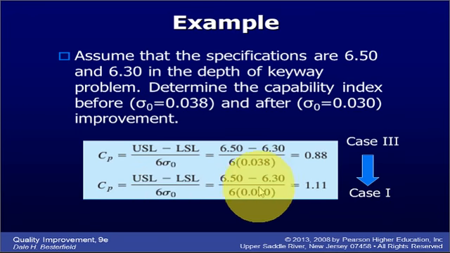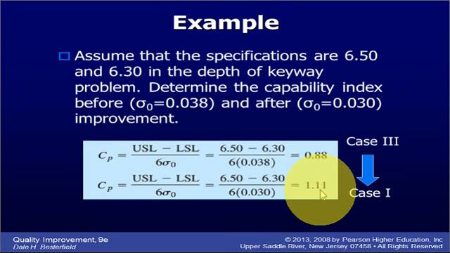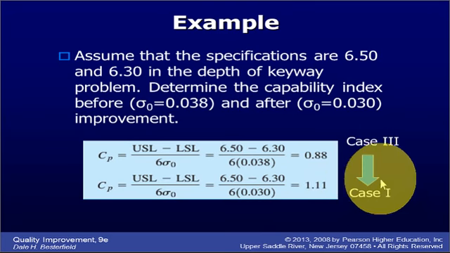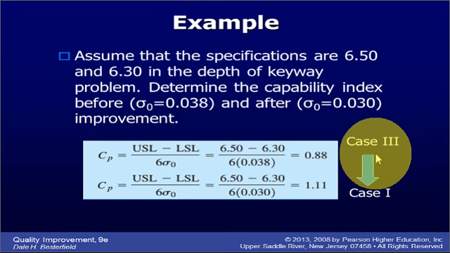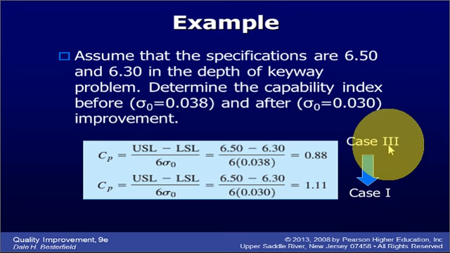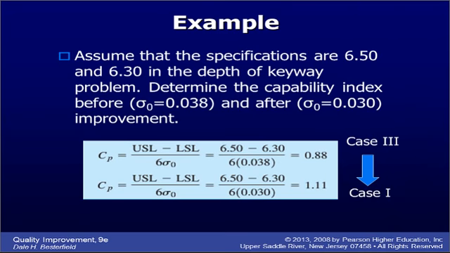And then after the improvement, this sigma 0 is decreased to 0.030. The USL and LSL are still the same, so our numerator is still the same, but our denominator decreases, so the Cp value increases. And after the improvement, this Cp value equals 1.11, so it's greater than 1, and it is actually in case 1. So we improved our process capability from case 3 to case 1, from an undesirable case to a desirable case.